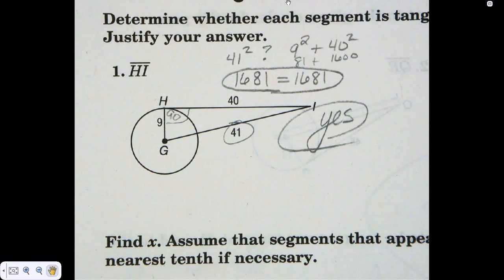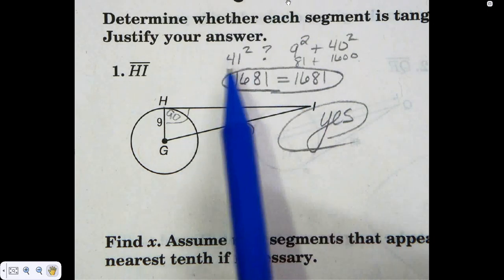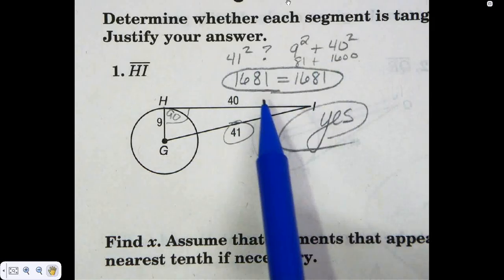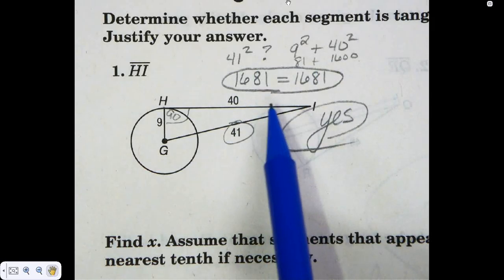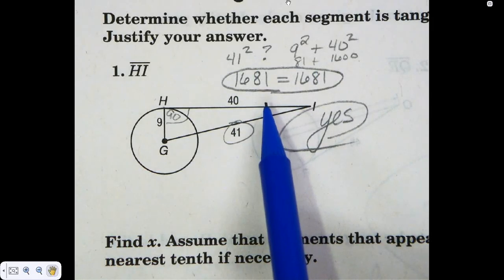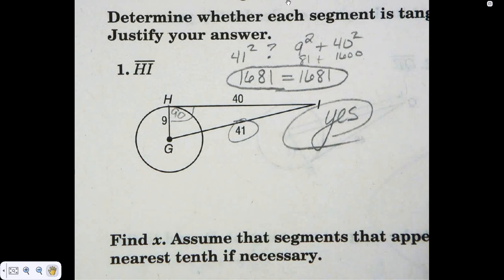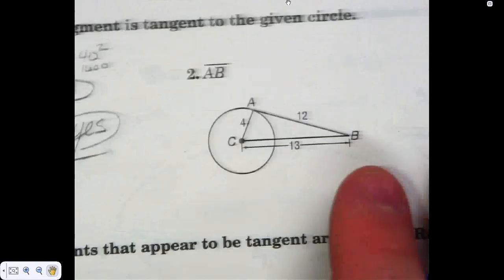Now, do I need to write some long explanation out? Tell me if I do. No. How did I justify it? By working it out. By showing that it fit into the what? Into Pythagoras' theorem. That's my justification right there. Your justification doesn't always have to be words. Questions? Over this one.